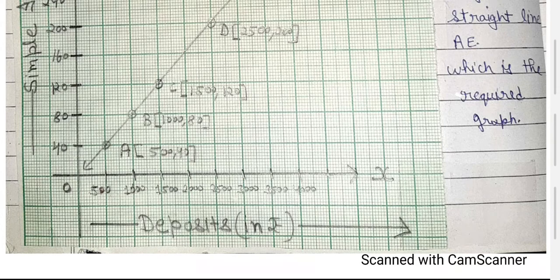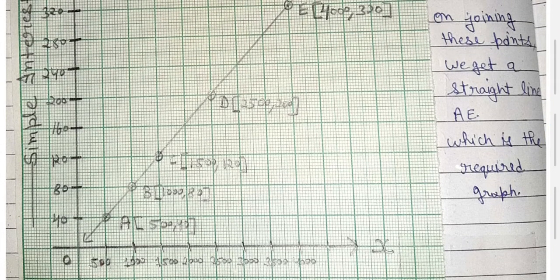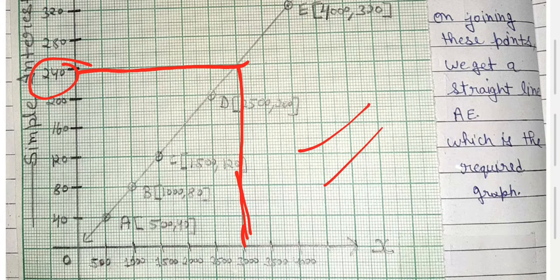Now draw a straight line with the help of a scale from 3000, then it will cut this graph at a point. Now from this side you have to move to the y-axis, then it will be 240. So your answer is 240 only. When the deposit is 3000, then the interest is rupees 240.